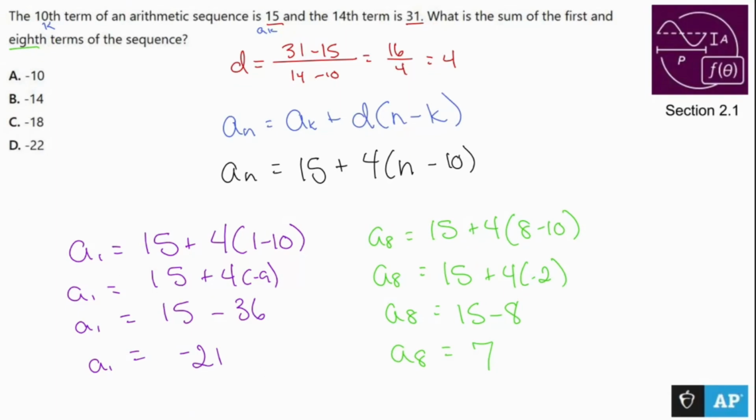My job is to add the first term and the 8th term. So negative 21 plus 7 is going to be negative 14.